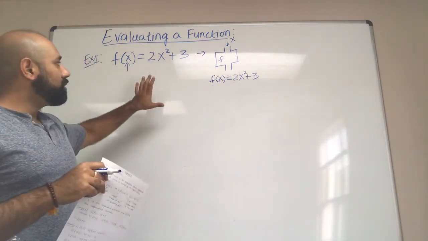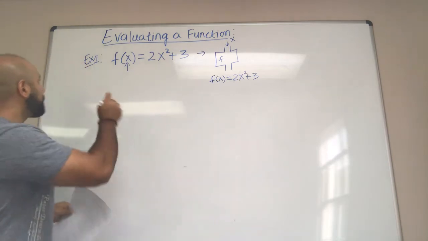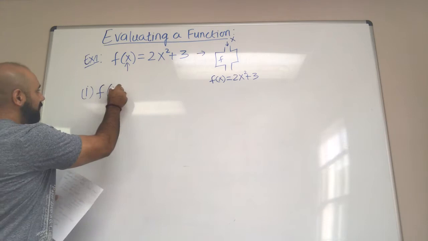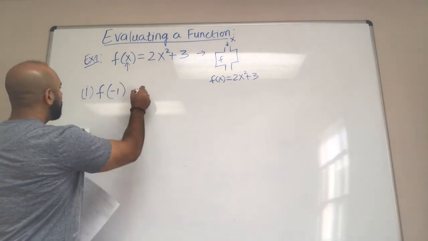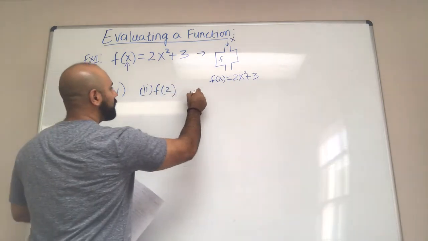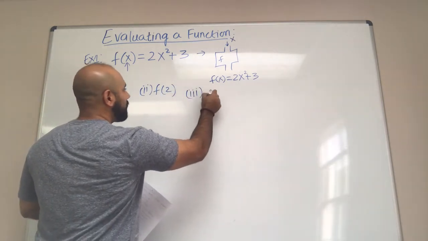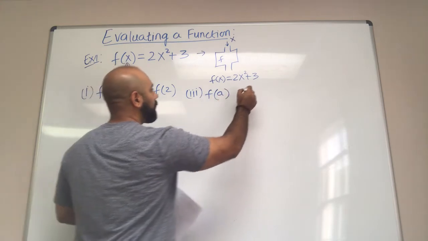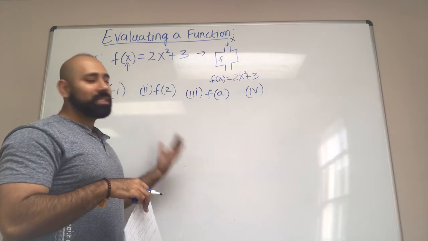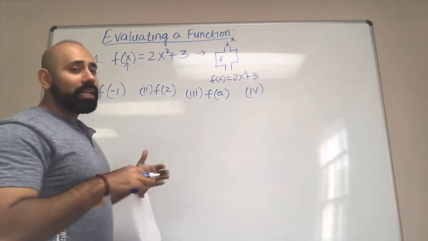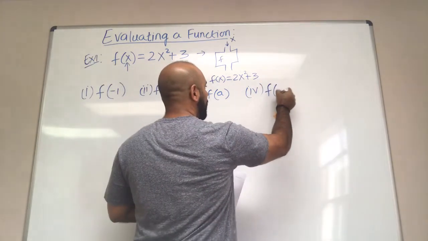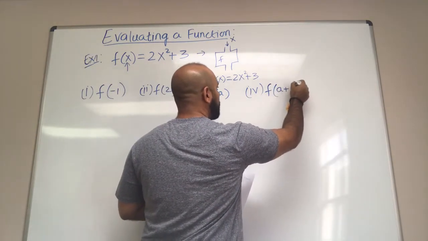So this is already given to us, and we want to evaluate this function at f of -1. We also want to evaluate this function at f of 2. Then I have the third: I want to evaluate this function at f of a. I'm going to try to do all these different types in just one example, so that you get the idea of what to do for each. And then the fourth one is how to evaluate f of a plus 1.